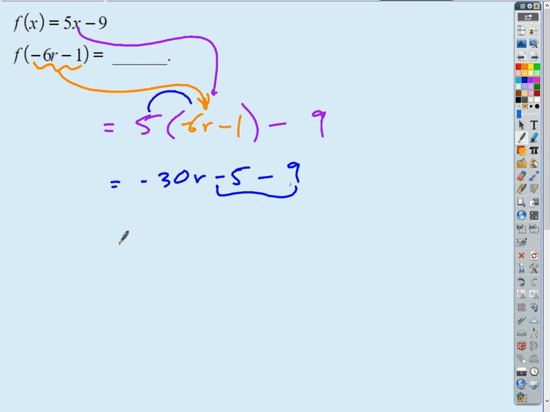So I end up with -30r minus 14 is my output. Right? So my input is -6r minus 1, and my output is -30r minus 14. It's a weird output because I've got a variable in there, but who cares? That's what the function predicts. Okay?